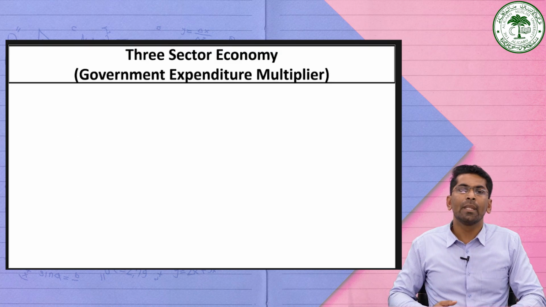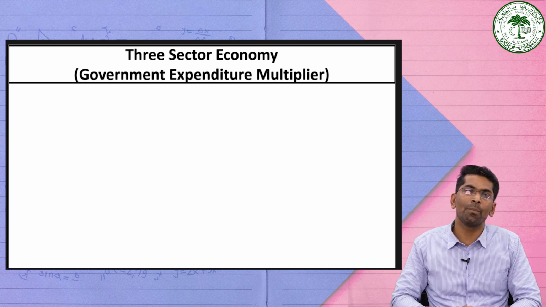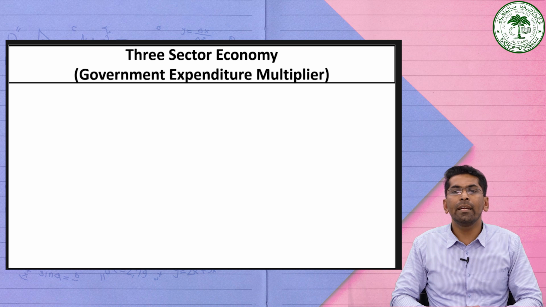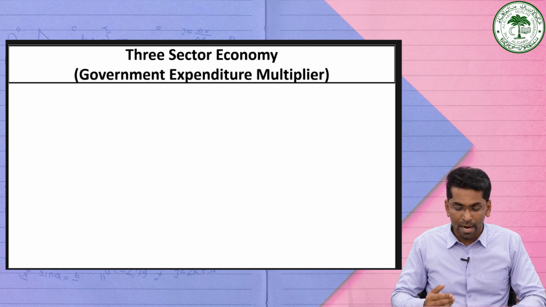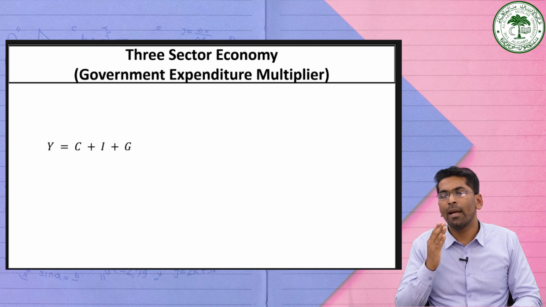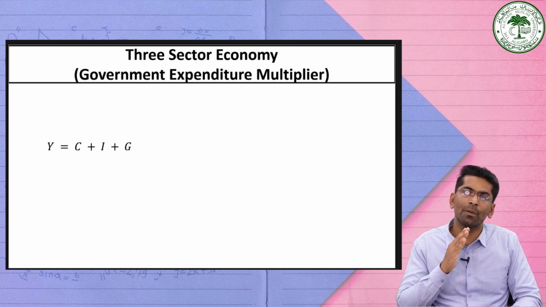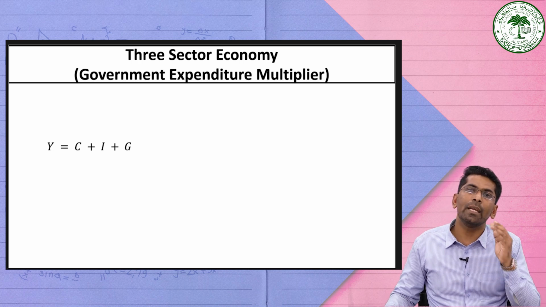So let us see the three-sector economy, which is also known as the government expenditure multiplier. In a three-sector economy, we introduce the government sector in addition to the household sector and the business sector of the two-sector model. In this three-sector model, the equilibrium level of income is influenced by the government's decision regarding spending.